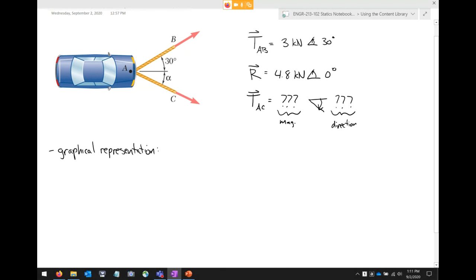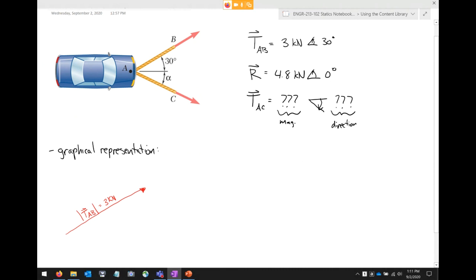And so what do I know about vector AB? Well, it's 3 kilonewtons at an angle of 30 degrees. So maybe I'll draw that in another color. I'll draw that like this. Okay, so this is vector AB. We'll call this AB, and we'll say that the magnitude of that vector is 3 kilonewtons.